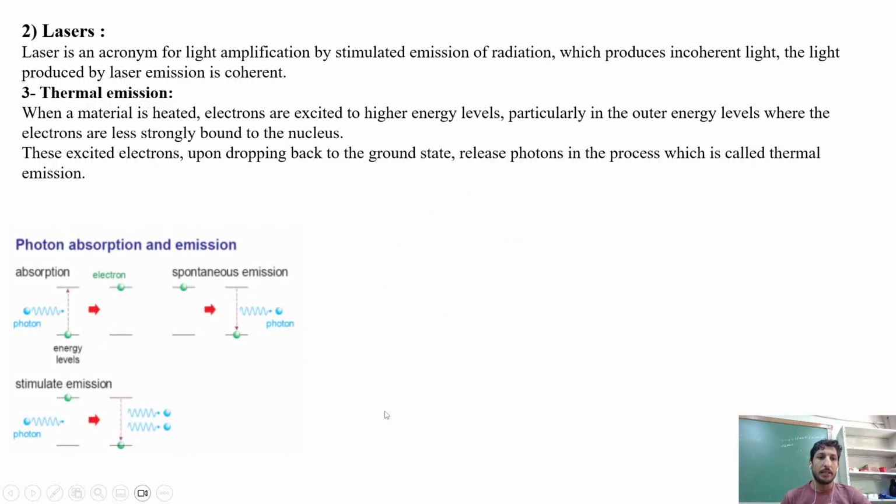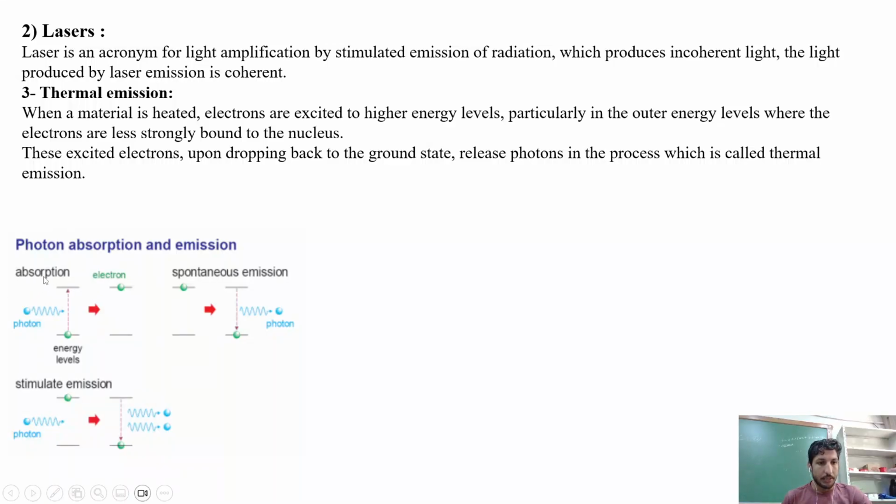The second one is laser. As we already know from this figure, laser stands for light amplification by stimulated emission of radiation, and by laser we can produce coherent light. The light produced by laser emission is coherent. So this is the photon absorption and emission.